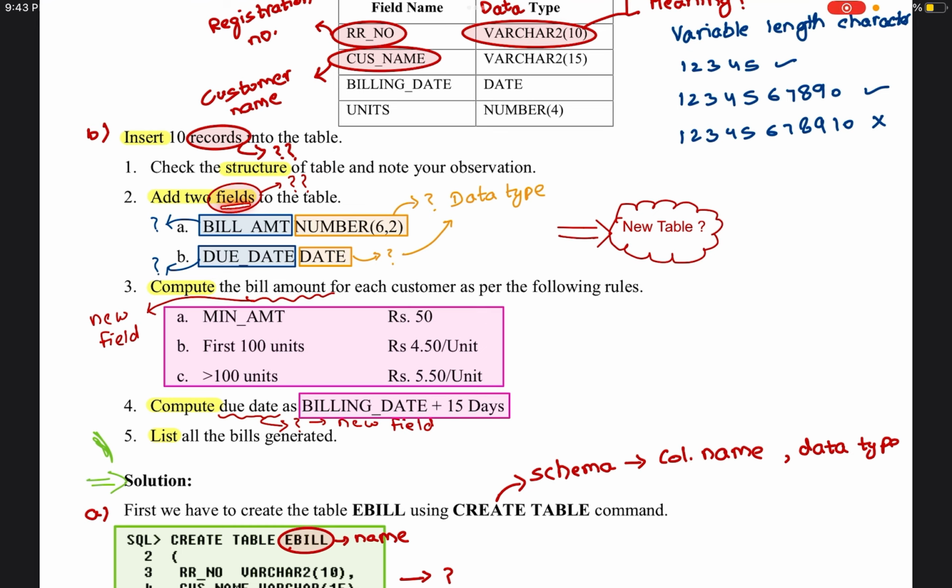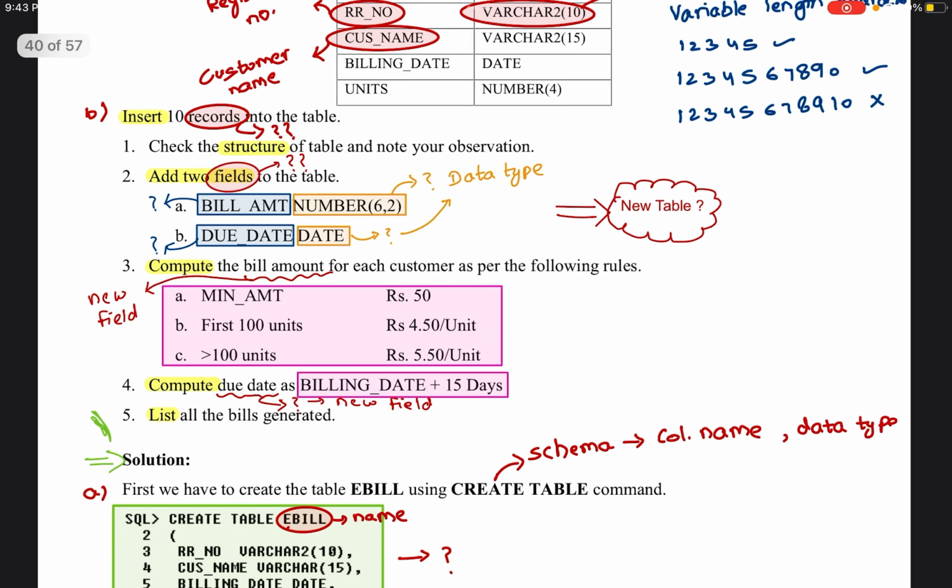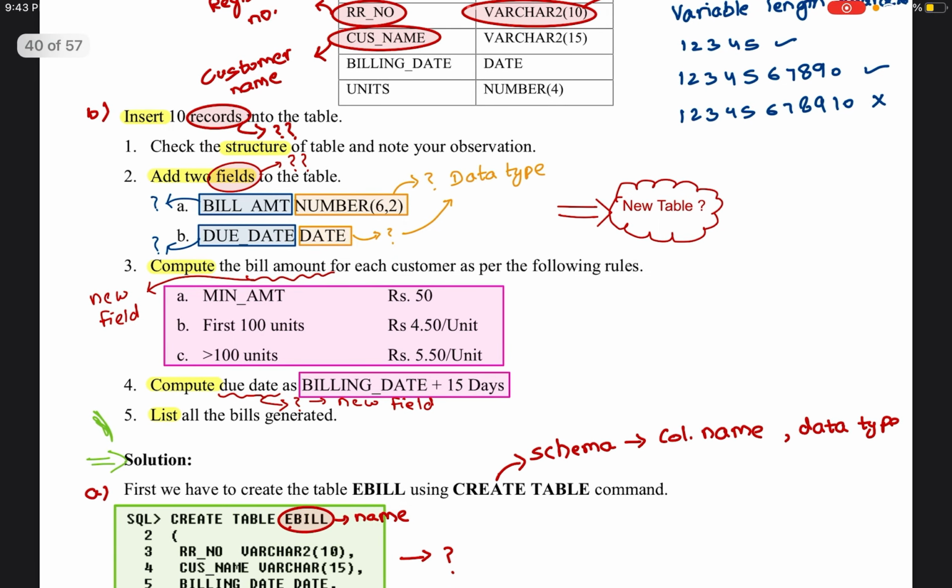Add 2 fields, you know, a column. So now earlier we have 1, 2, 3, 4. Now we'll add 2 fields. Now our total number of fields will be 6. Fine. So now to add a column, what will we need? A name and a data type. A name and a data type.